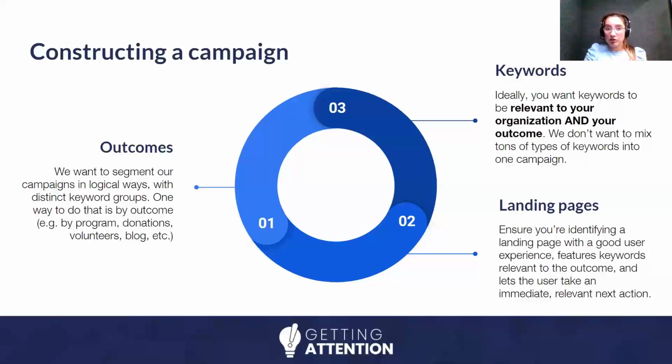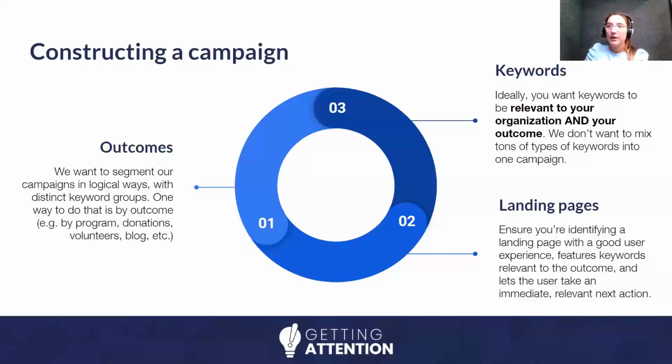Maybe by donations, like this is our donation campaign, so we're putting all the keywords that have to do with surfacing donations in here, our volunteers campaign, maybe a blog campaign, etc. When you are picking landing pages, you want to pick a few that have a good user experience. They should feature keywords that are going to be relevant to the outcome and relevant to the keyword group that you are trying to target.